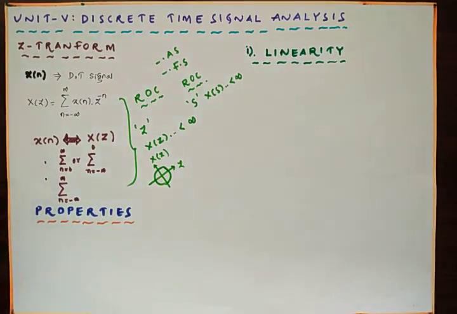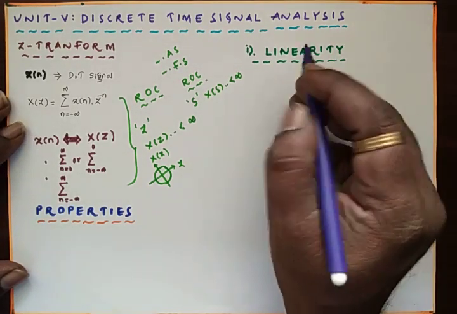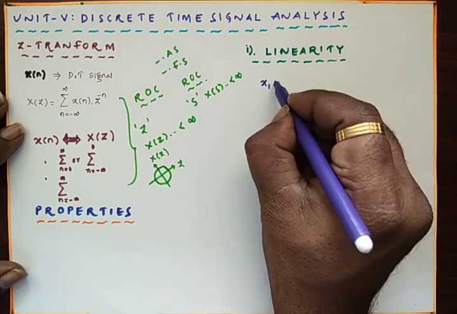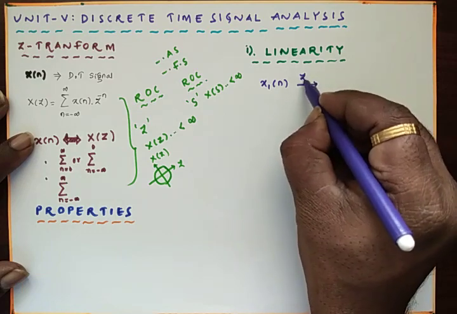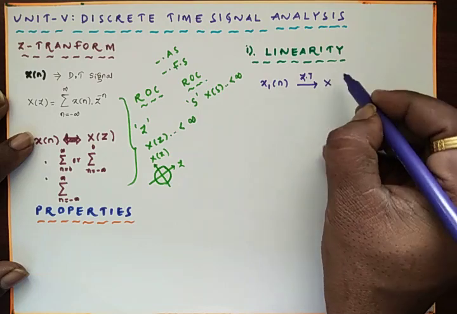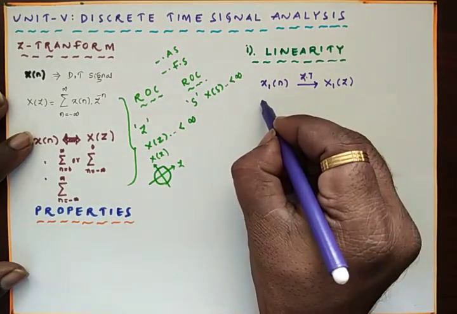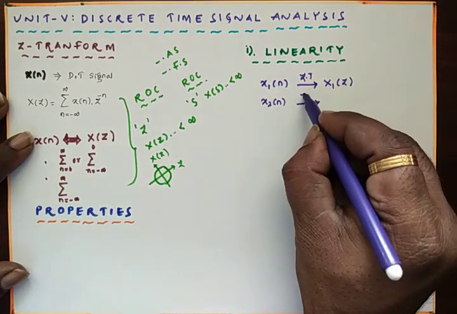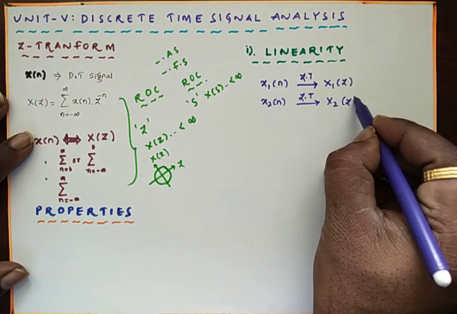Now I am going with the properties, the linearity property. For example, I have the signal x1 of n, on which I apply the z transform such that I get the z domain signal x1 of z. Then if I have x2 of n, on which I apply the z transform, I get the signal x2 of z.